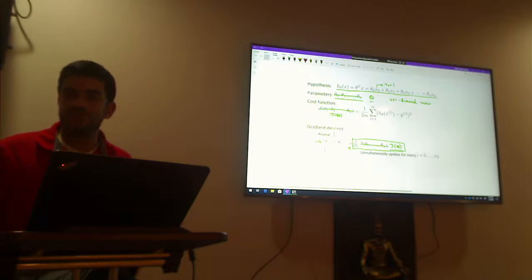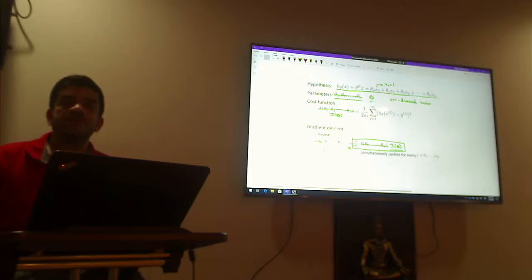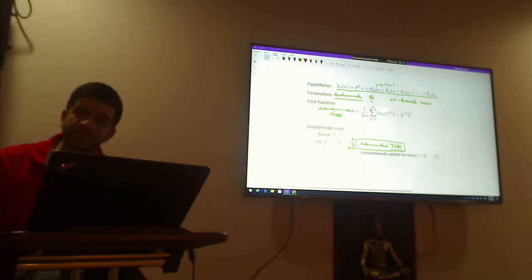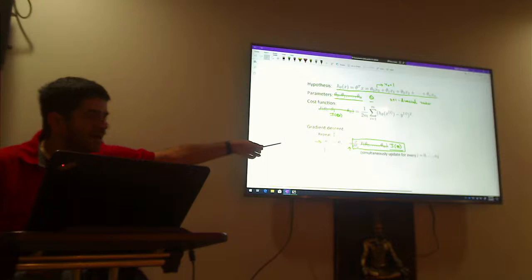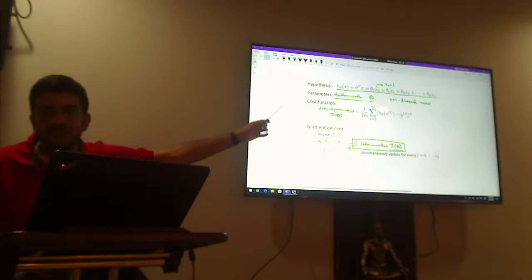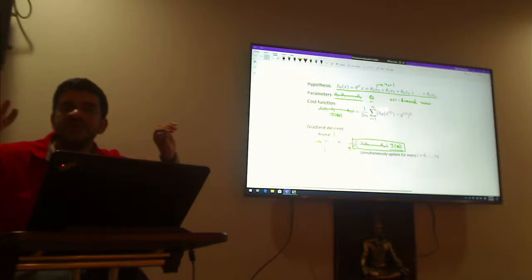Pause. Any questions? What is the simultaneous update again? Simultaneous update means, let's assume this is simple, theta 0 and theta 1. First, what you have to calculate, what is gradient descent? You wanted to calculate theta 0 and then you want to calculate theta 1. So how does gradient descent work? Remember the formula of gradient descent? There was a learning factor and there is a partial derivative.